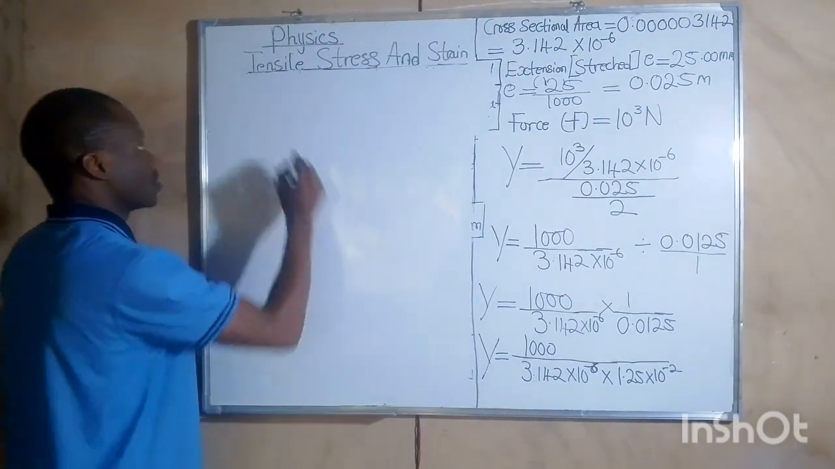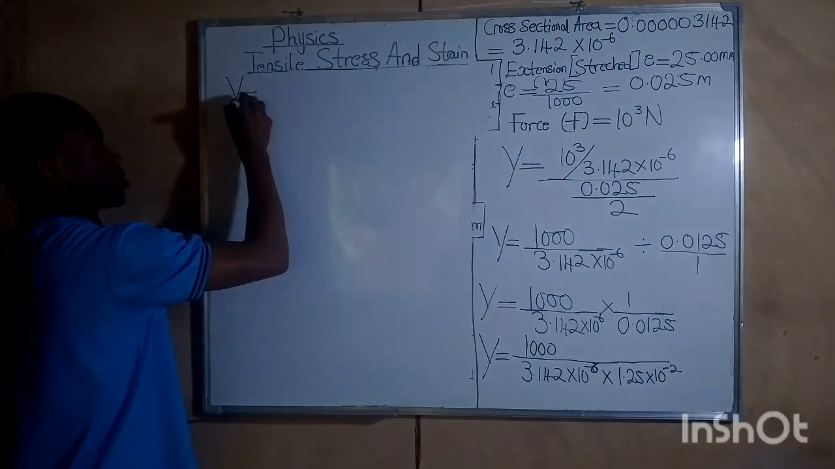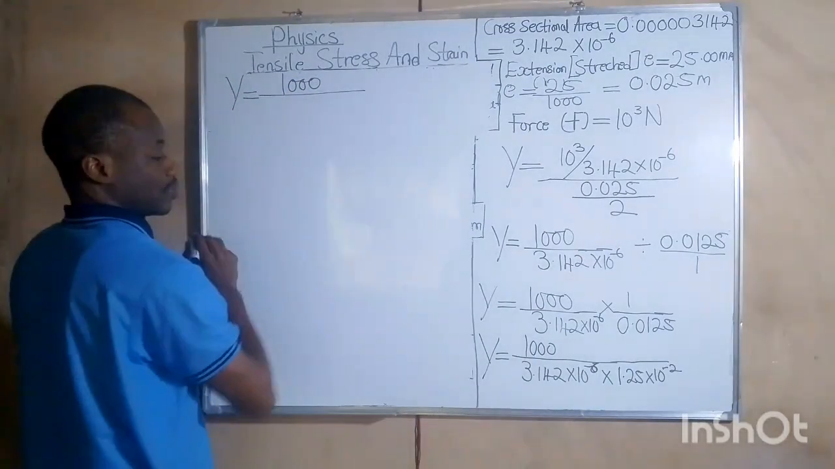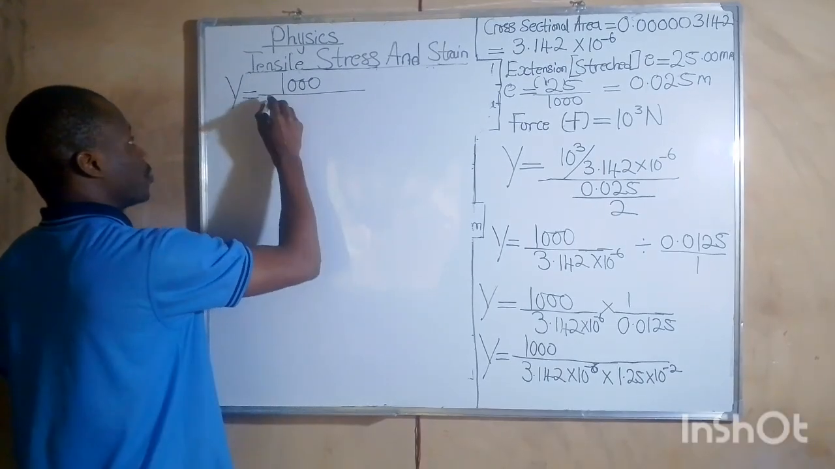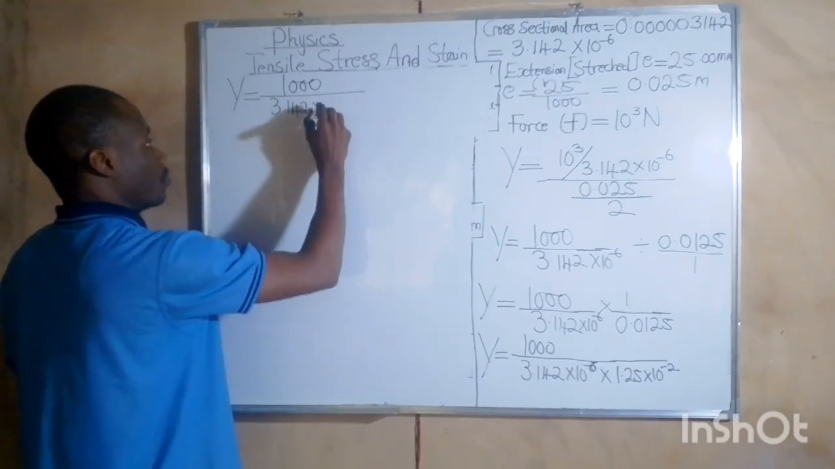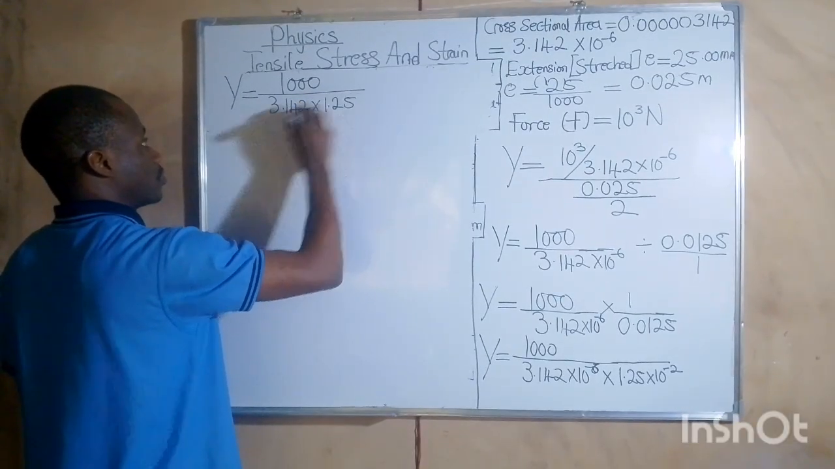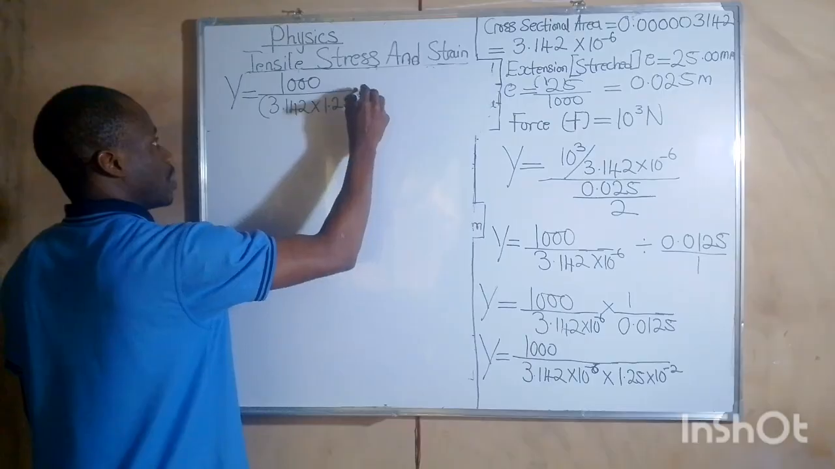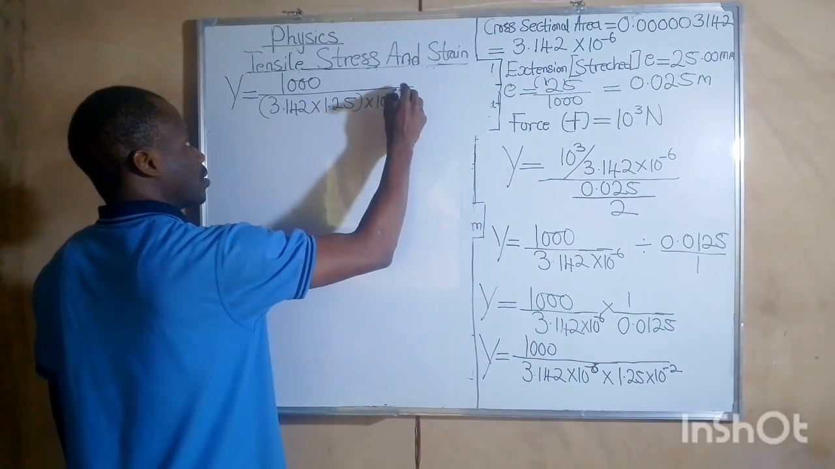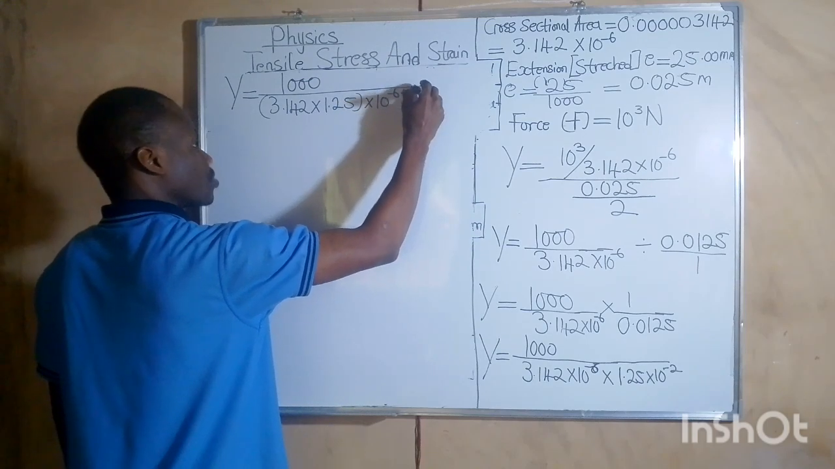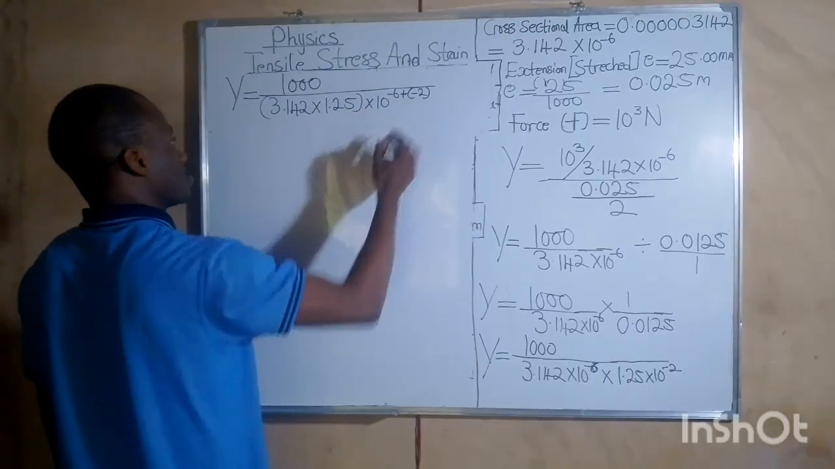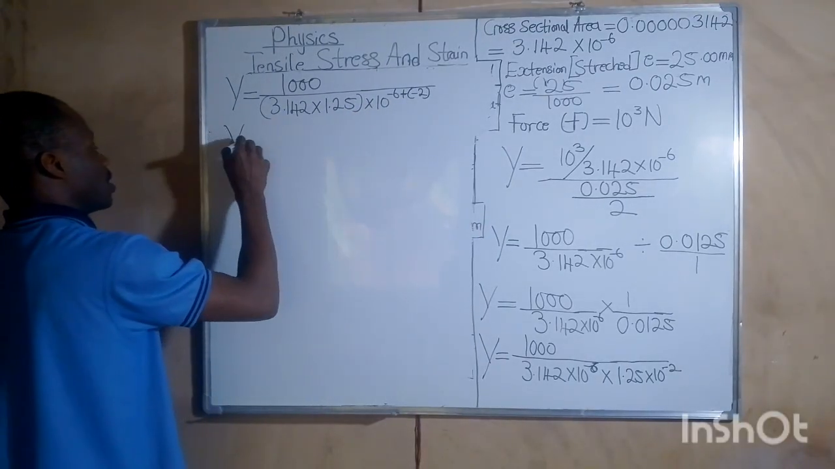Y equals to that. So Young modulus is equal to 1000 all over 3.142 times 1.25 times 10 raised to power minus 6 plus bracket minus 2. If you're a professional, you can just say plus times minus is minus. So just for those who are learning sake.